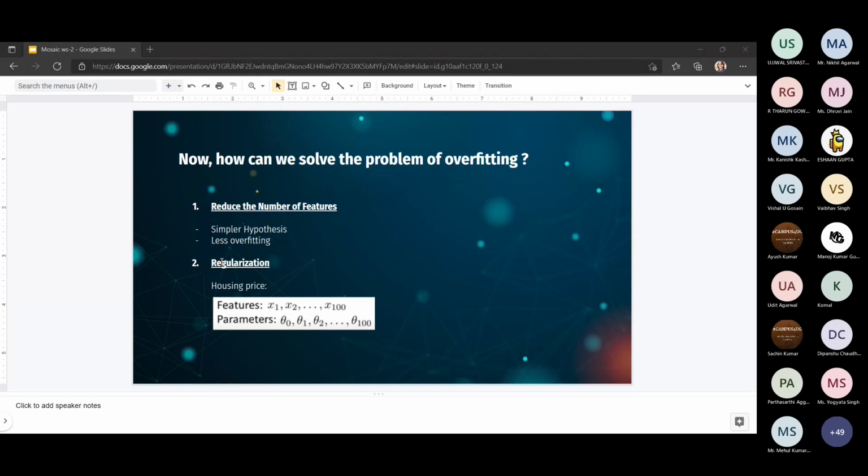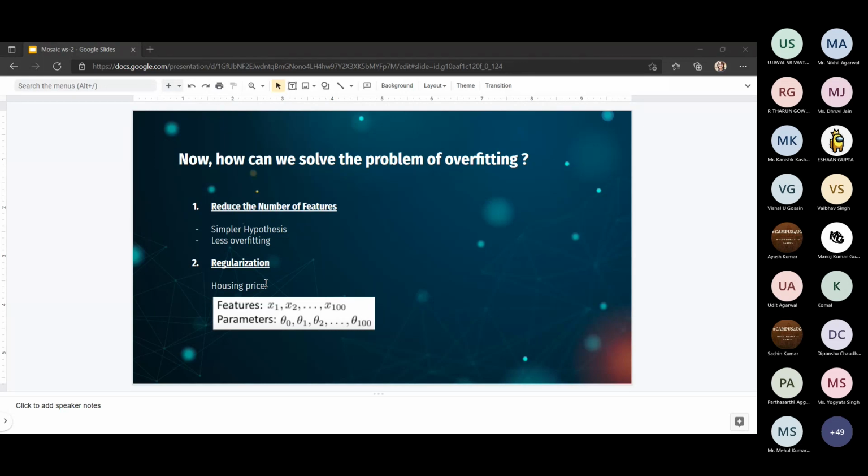When we have too many features, it's really hard to decide which one will be relevant to the y value. And also, among the 100 parameters, we don't know which one to tune. So in regularization, what we will do is modify the cost function to shrink all the parameters.